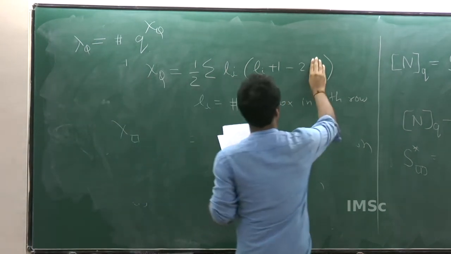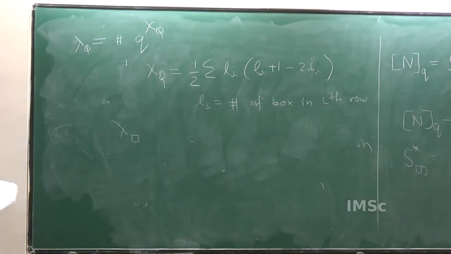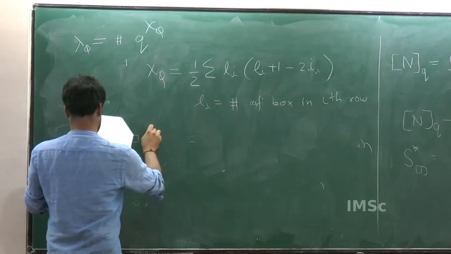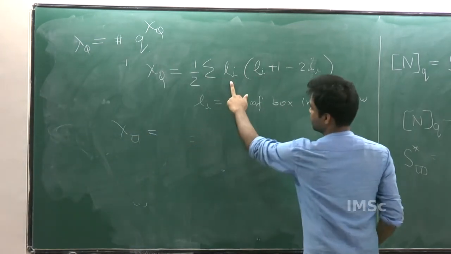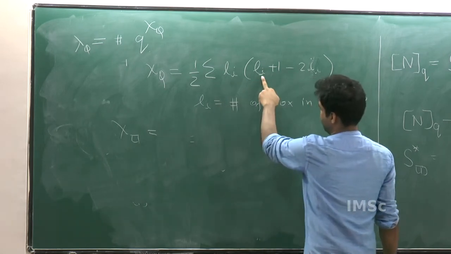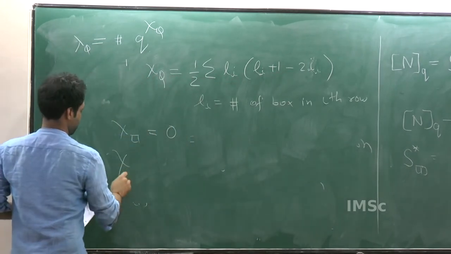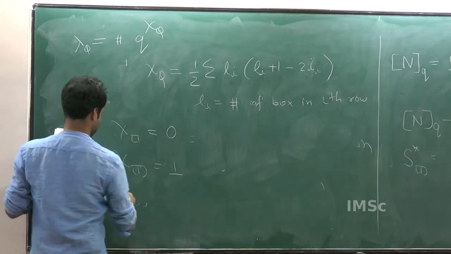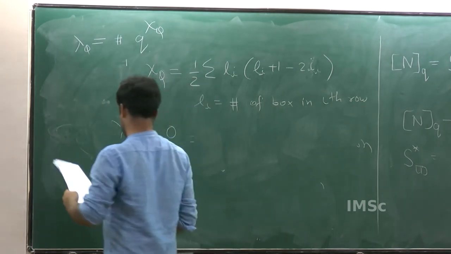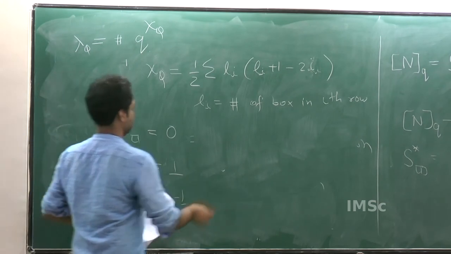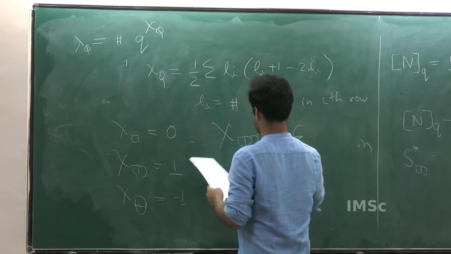Oh, sorry, 2i, yes, 2i. So the kappa Q for the fundamental representation, you can check it out. L1 is 1. 1 plus 1 minus 2, that is 0. So kappa for the symmetric representation, you can work out, this is 1. Kappa for this is minus 1. And I can give you another example. Kappa for, let's say, 4 boxes will get a 6 and so on.